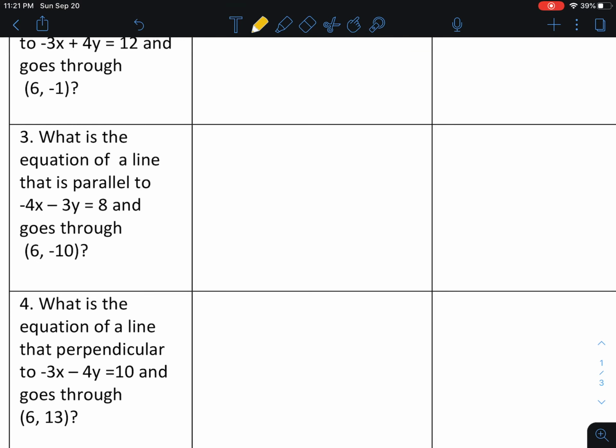What is the equation of a line that's parallel? So I'm going to do another parallel problem before I go to perpendicular. Okay, so first thing that I want to note is that this is the equation we want, parallel, and then this is the line. So again, parallel means equal slope.